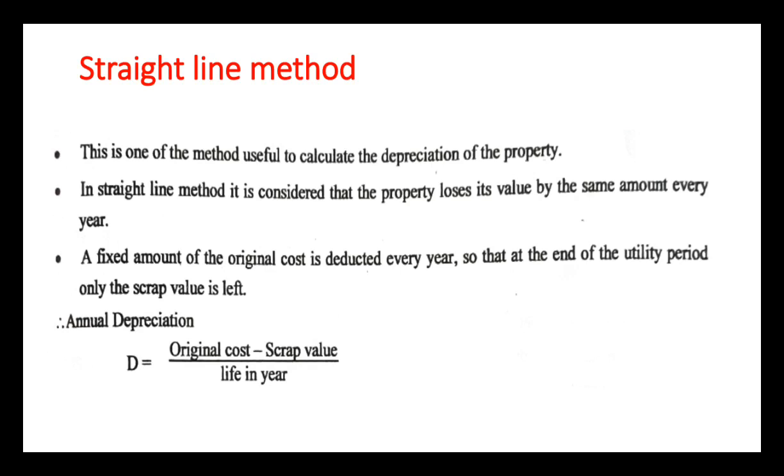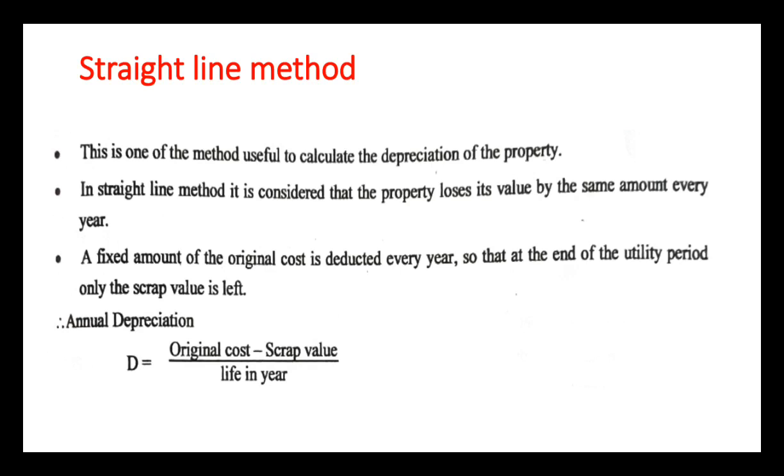In this straight line method, the property is considered to lose its value by the same amount every year. So a fixed amount of the original cost is deducted every year, so that at the end of the utility period or life period of the property, only the scrap value is left. Annual depreciation is equal to the original cost of property minus salvage value or scrap value, divided by the life of the property in years. So it is straight line. It is a very simple method, but it needs realistic evaluation.